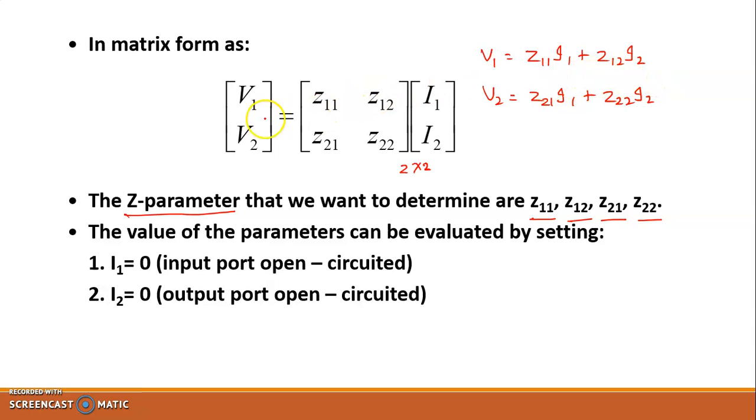And in matrix form, I can write the voltage vector [V1 V2] equal to the Z matrix [Z11 Z12; Z21 Z22] times the current vector [I1 I2].